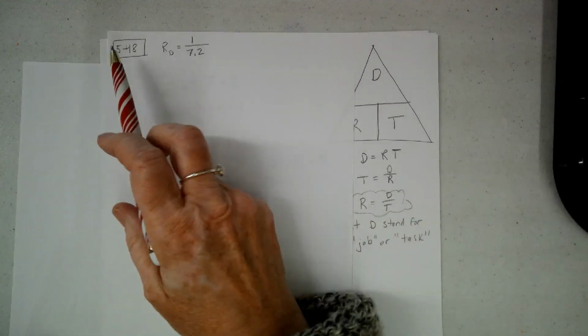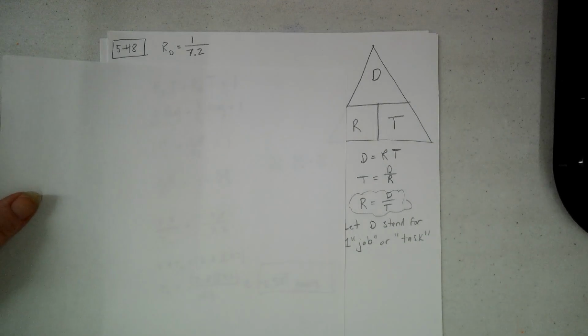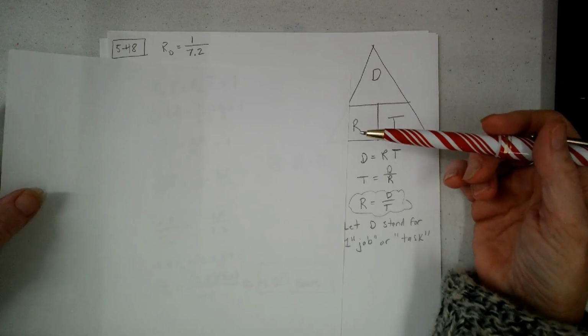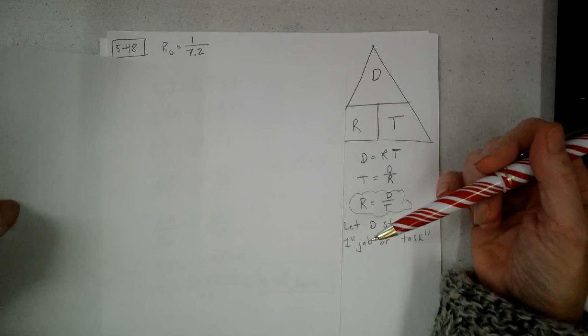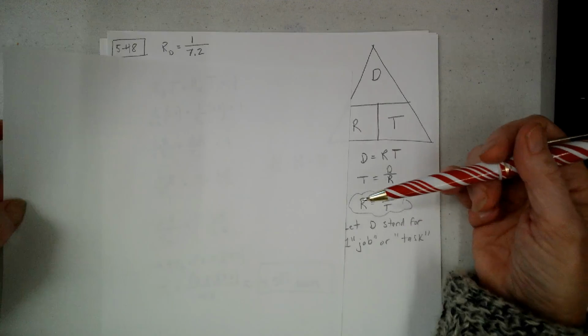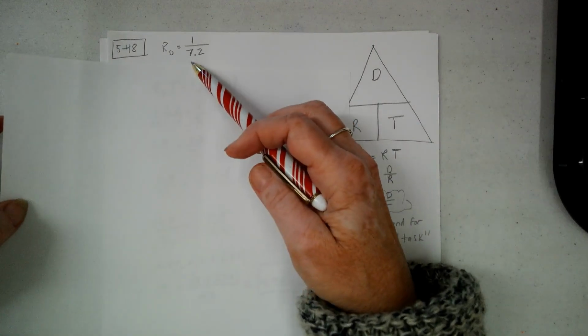Here's pre-calc. This is problem 5-48. It's a rate problem about Dolores and Camille, and how when they work together, they can stock the shelves in 2.8 hours, but when Dolores is by herself, it takes 7.2 hours.